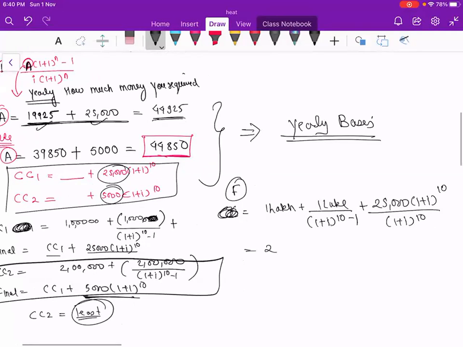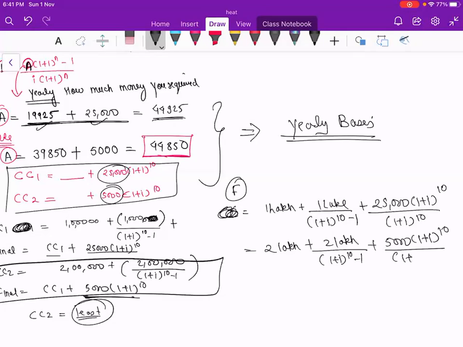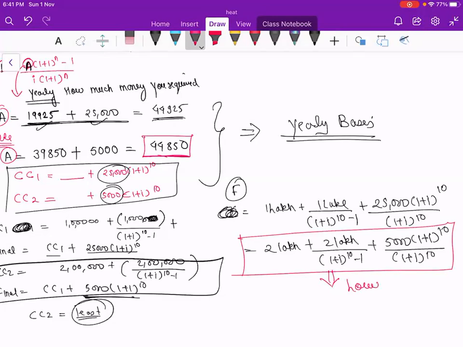For the second equipment, it will be 2 lakh plus 2 lakh upon (1 plus i)^10 minus 1, plus 5,000 into (1 plus i)^10 upon (1 plus i)^10. When you solve this, you will see that this value will come lower.